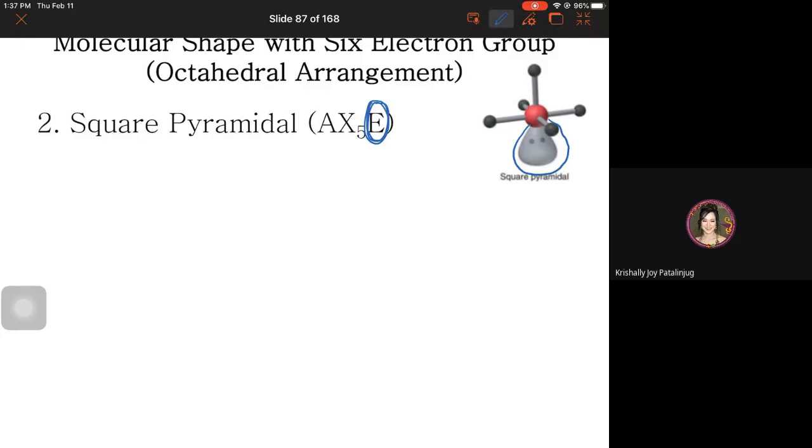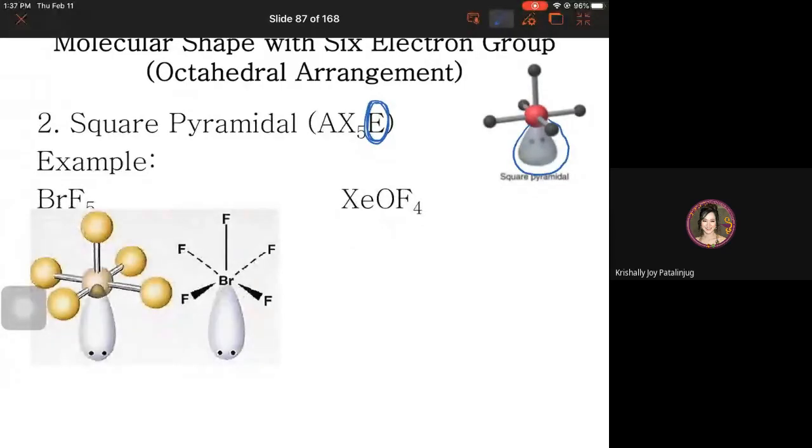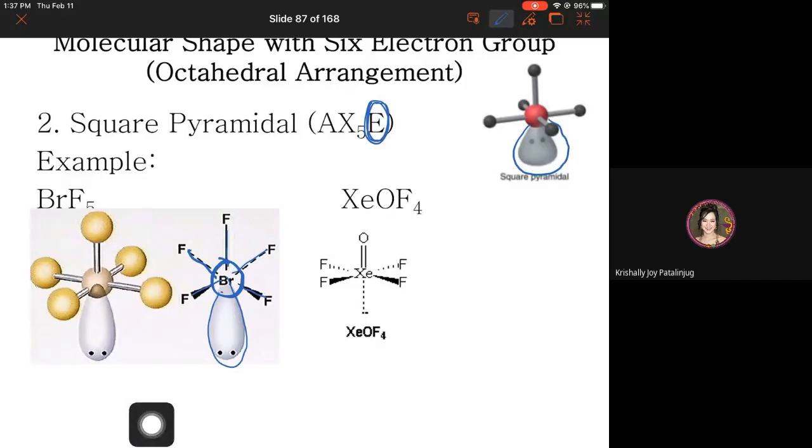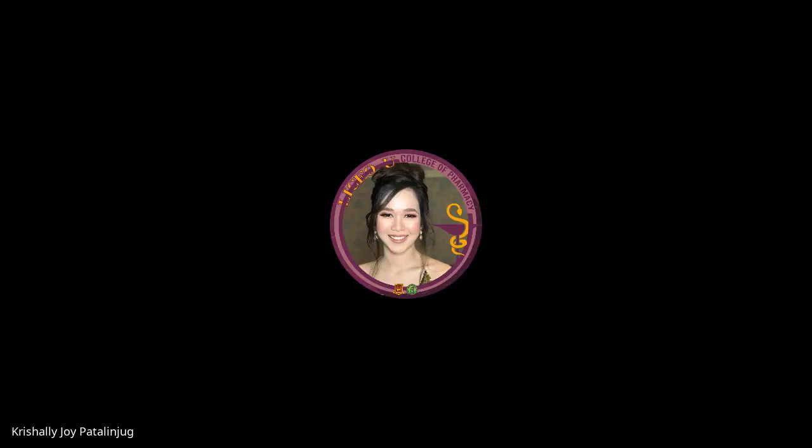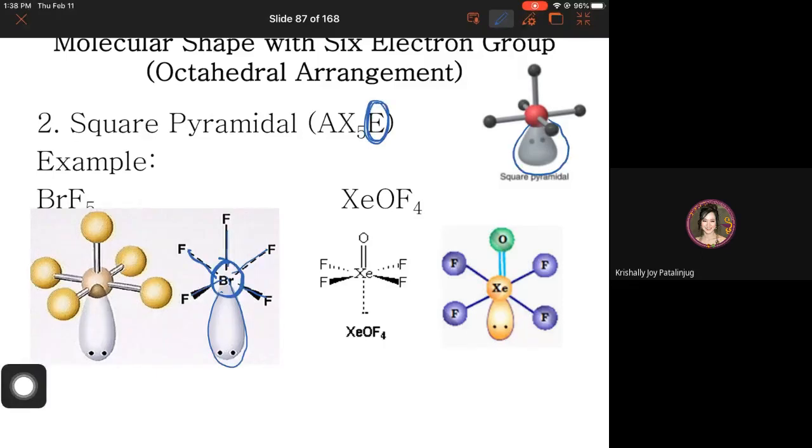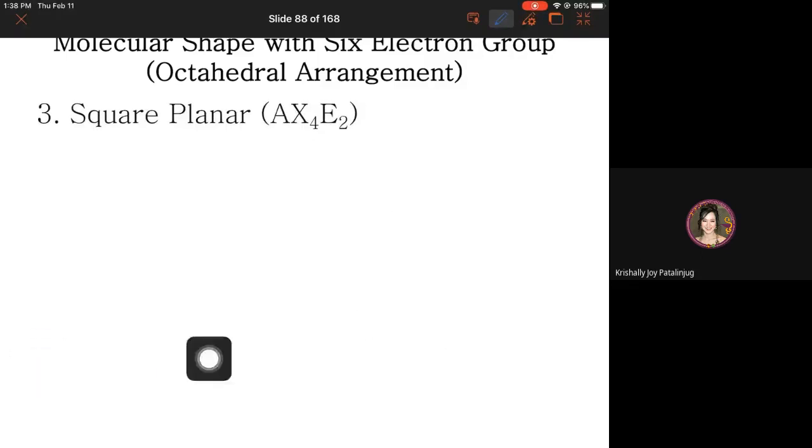Di ba? Yung bromine as the central atom, meron siyang limang surrounding fluorine, then presence of one lone pair. Another example is xenon oxytetrafluoride. Okay, so ayan. And lastly, pag may presence na of two lone pairs, ayan. Two non-bonding pairs, apat ang bonding, that will give rise to a square planar.